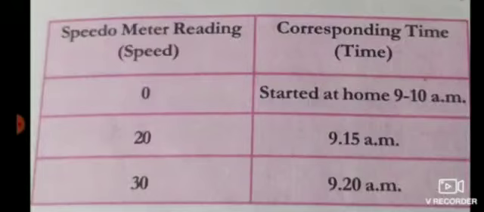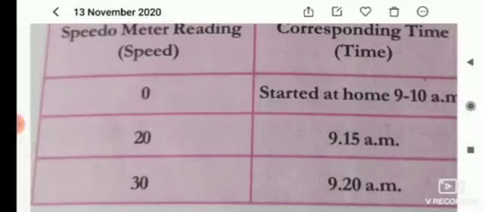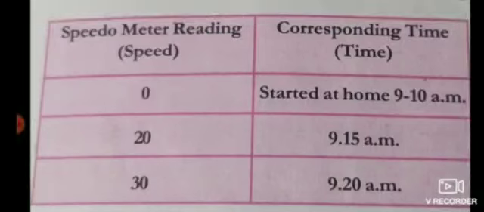Does the speed of the vehicle remain the same throughout the journey? If not, what can you say about the speed of the vehicle during the journey? Now, if you see here, first when they started at home, the time was 9:10 a.m. Then after 5 minutes, the speed of the car is 20, and then after 5 minutes it was 30. Now the question asked was, does the speed of the vehicle remain the same throughout the journey? No, the speed of the vehicle is changing.